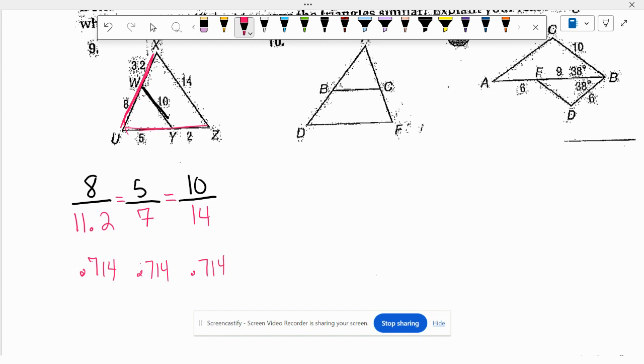Okay. So do they all have the same decimal? I know it goes on forever, but do they all work? Yeah. So this is proportional. So that means they're similar. So yes, they're similar by side.